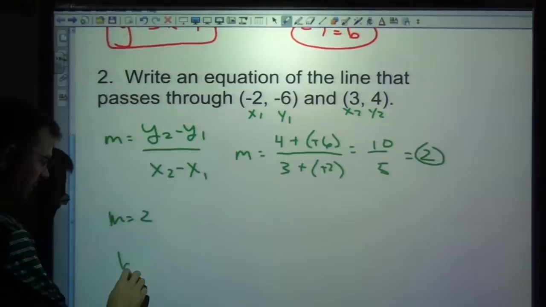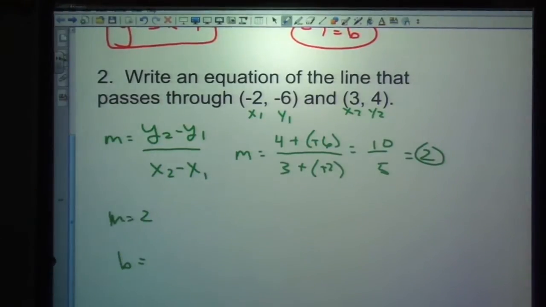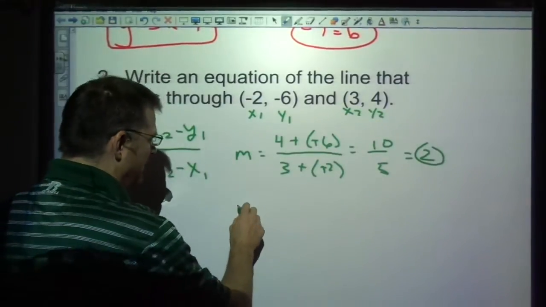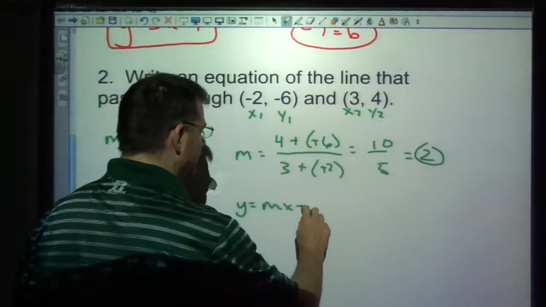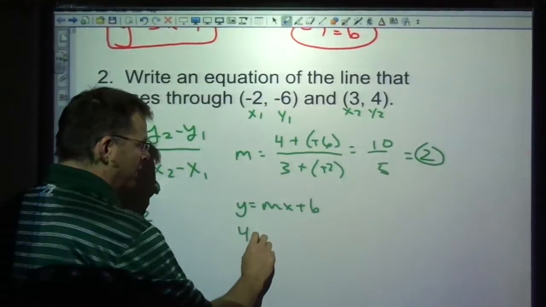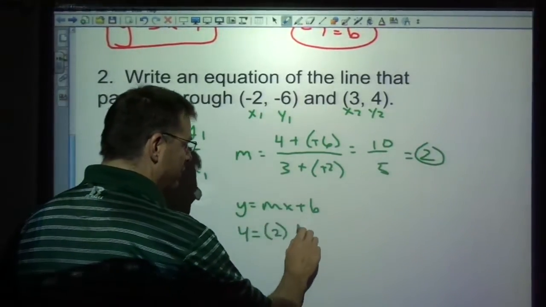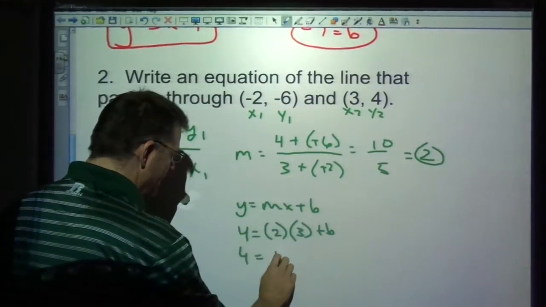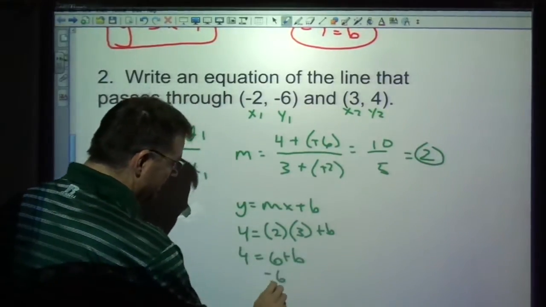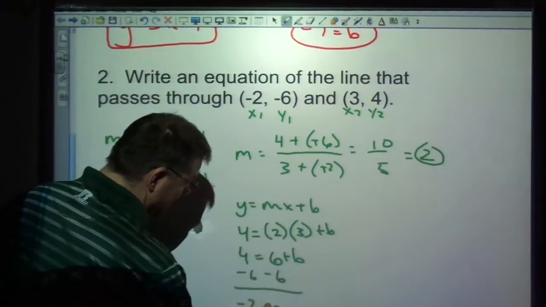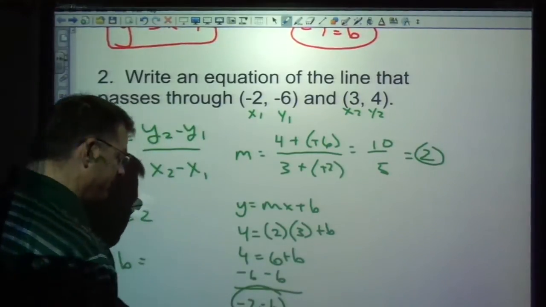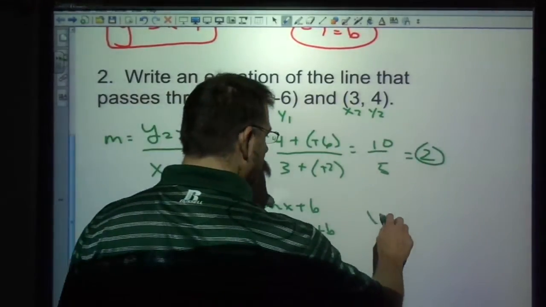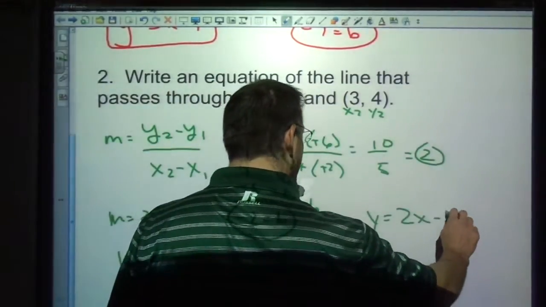I still have to find b, but we're just like the problem we were in before. I could use either of these points to find b. I'm going to use this one because they're not negatives. My y value is 4. My m I just figured out was 2. My x is 3, plus b, minus 6, that gives me -2. So here's my -2. So now I can write my final answer, y equals 2x minus 2.